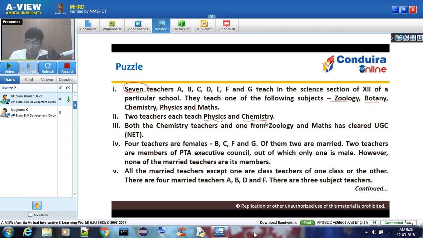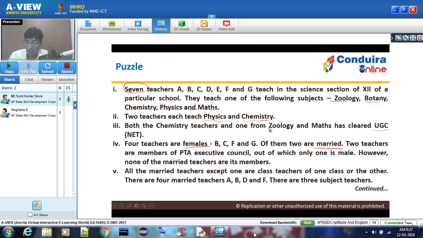Now we have A, B, C, D, F. The names of teachers in one column, the subject in a second column. Remember, in the second column, we can have more than one teacher. And now we had a new parameter, cleared some particular exam, UGC net. So that's the third column. Then we have females married. So we are now getting a lot more information. The number of columns is suddenly very high.